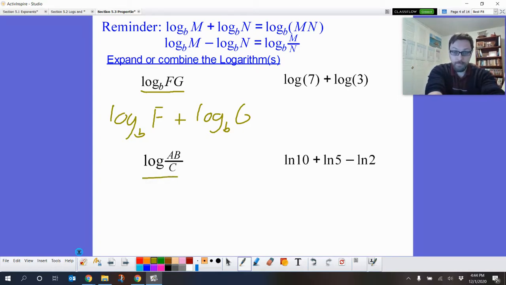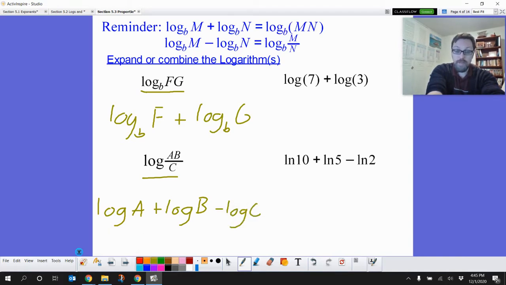This one, we've got some things being added together. So we've got a log of a plus a log of b. But then see that c that's down in the bottom? Well, hey, we just want to do this thing. We want to subtract it off. So we want to subtract log of c.